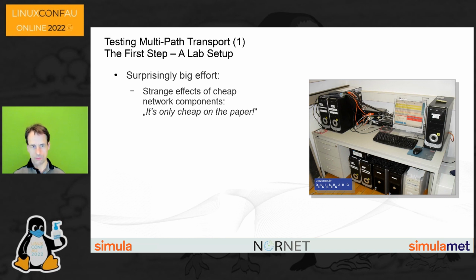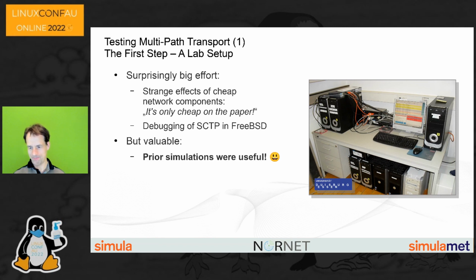So this triggered, of course, bugs in the implementation. So we did a lot of debugging of SCTP in the FreeBSD kernel. But finally, we were able to find these bugs, fix these bugs, and prove that the simulations we made in advance with a simulation model were actually quite well modeling the reality we were able to create in this small testbed setup.